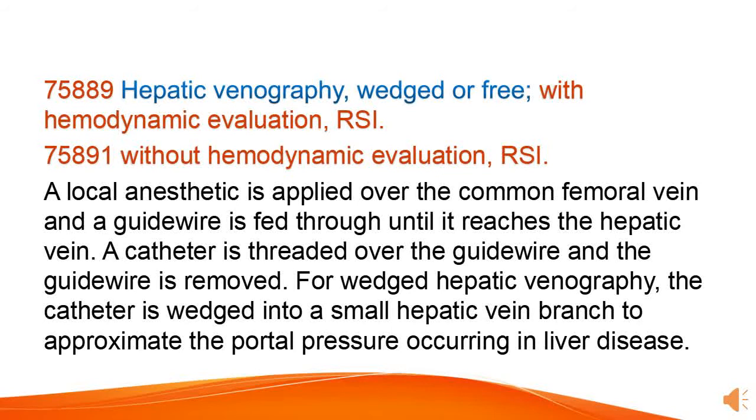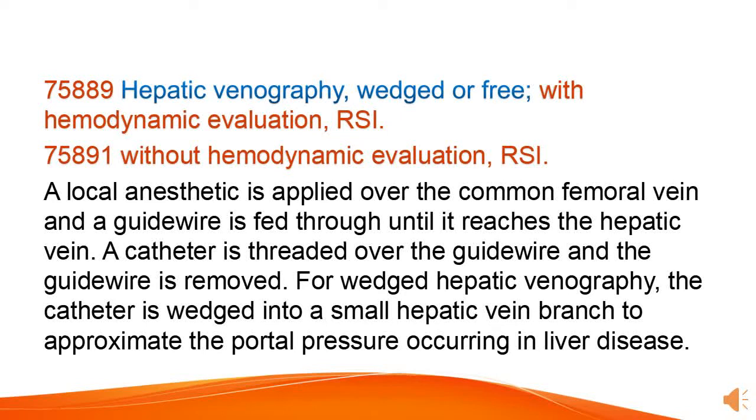Hepatic venography, wedged or free, with hemodynamic evaluation, RSI. Without hemodynamic evaluation, RSI. A local anesthetic is applied over the common femoral vein and a guide wire is fed through until it reaches the hepatic vein. A catheter is threaded over the guide wire and the guide wire is removed.